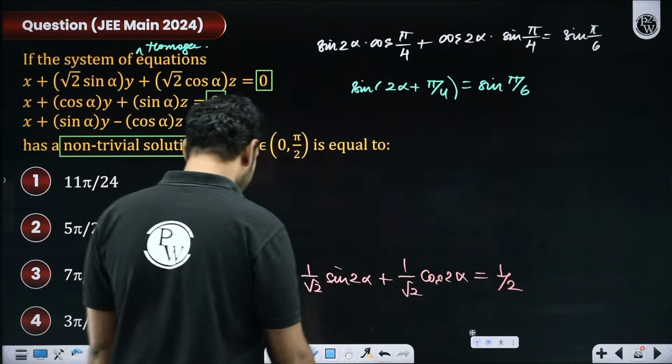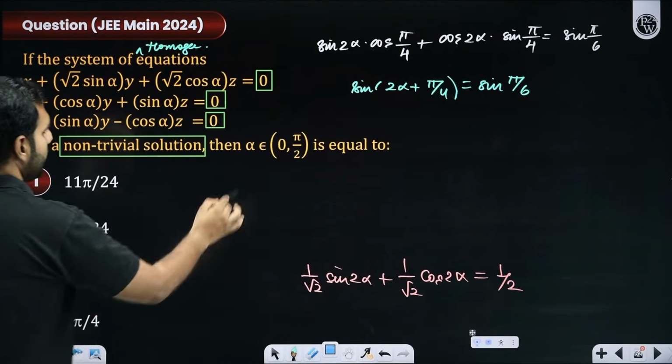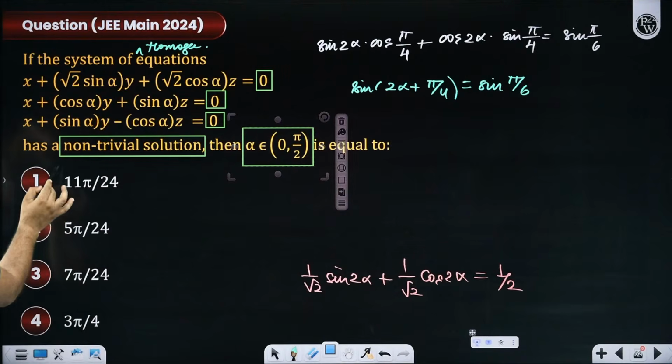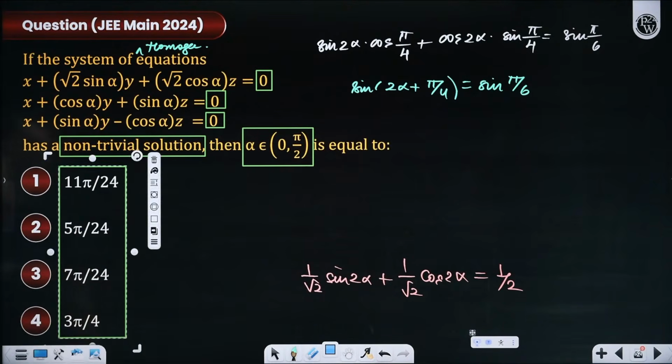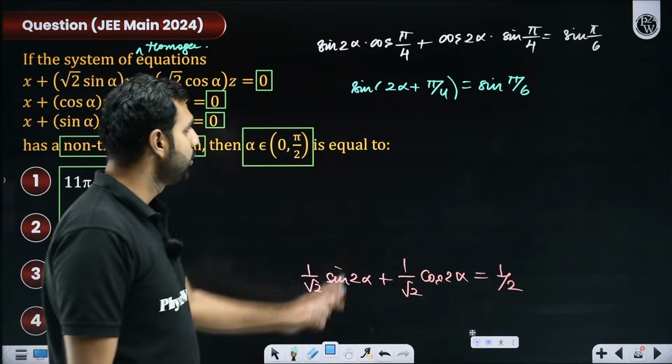Now, what are we asked? Let me read the question again. It is asking that alpha lies between 0 to pi by 2. Then they are asking you the value of alpha if this system of equations has a non-trivial solution. So I think I need to now solve this.